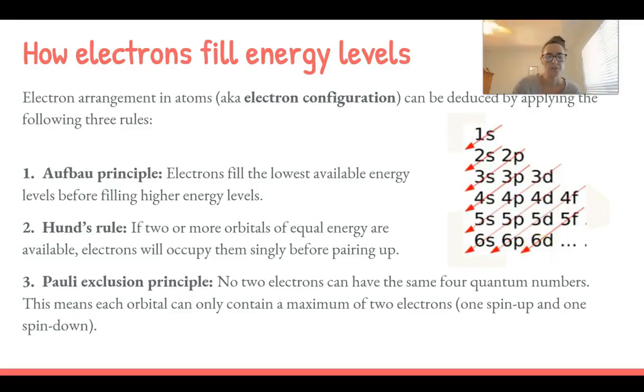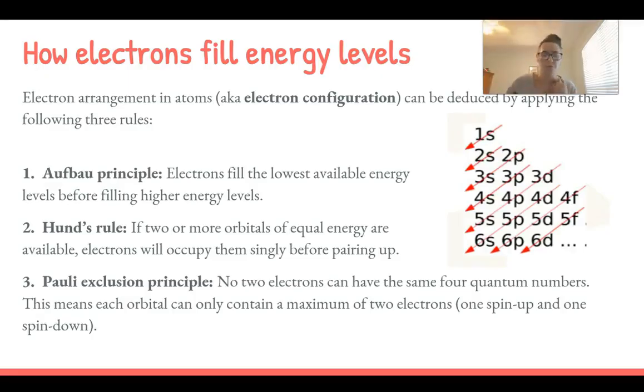Hund's rule states that if 2 or more orbitals of equal energy are available, for example, the 3 p orbitals in the p sublevel are all of equal energy, the electrons will occupy them singly before pairing up. So if an element has electrons in the p orbitals, they're not going to join the same orbital if they can help it, because those electrons repel each other in the same orbital, since they're both negatively charged, and so they would rather be alone before being paired up.